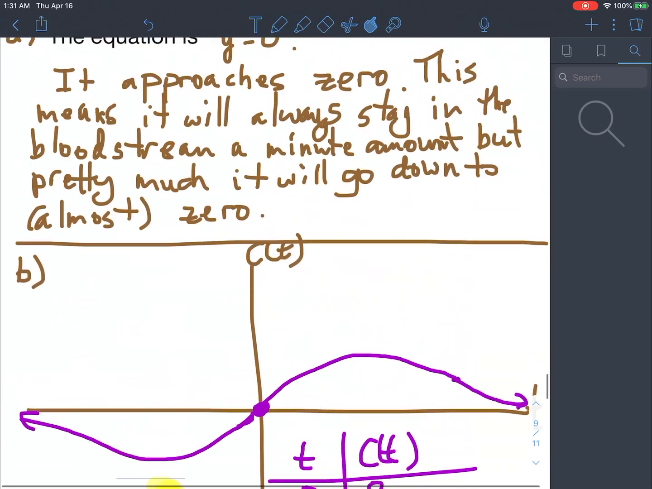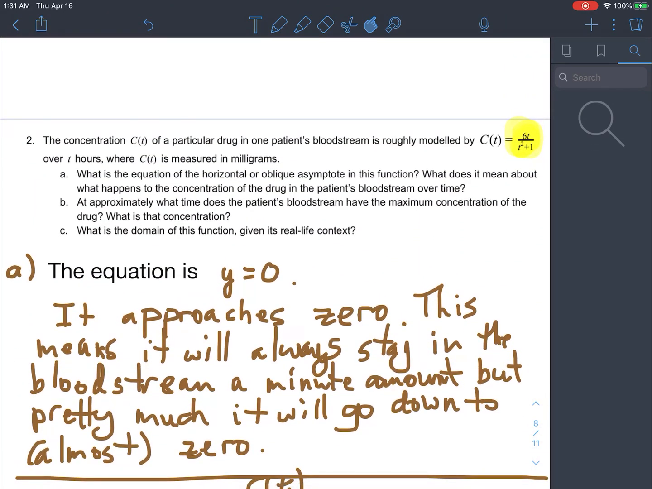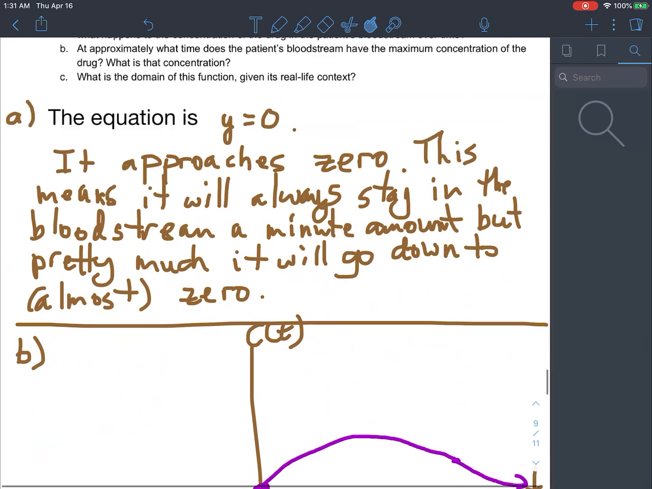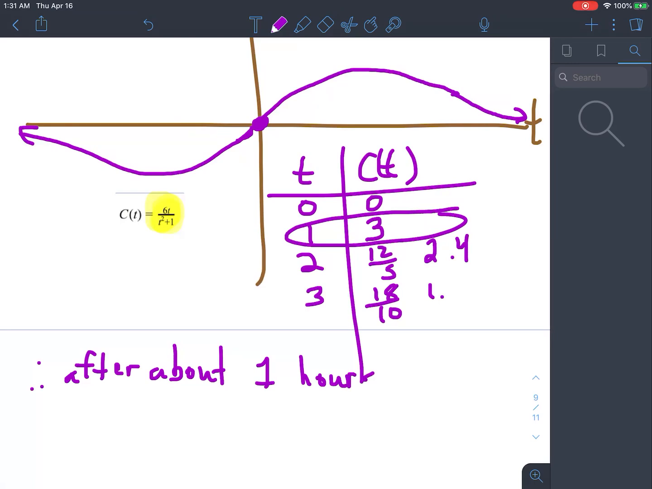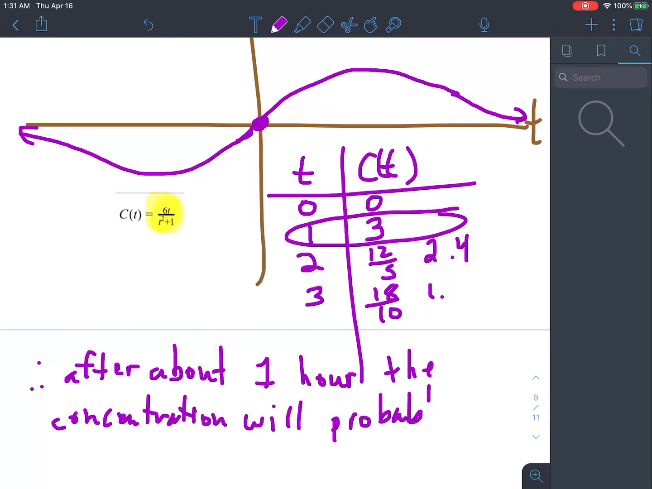Okay, I don't know how accurate it wants us to do. At approximately what time does the patient's bloodstream have the maximum concentration? Okay, t is in hours. I would say it's about 1 hour. Therefore, after about 1 hour, the concentration will probably be highest. Alright, I guess I shouldn't be lazy.